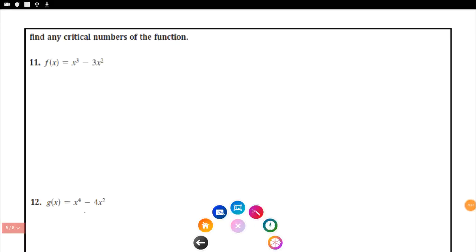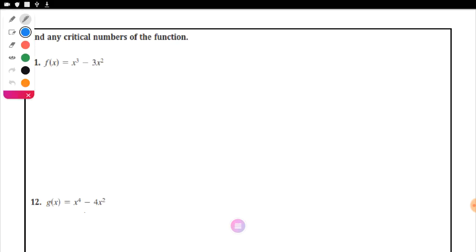Hello guys, welcome back to continue the solution of worksheet 6, which is very important to study because it is included also in the third quarter exam. Let's begin with this question. Find any critical numbers of the function.